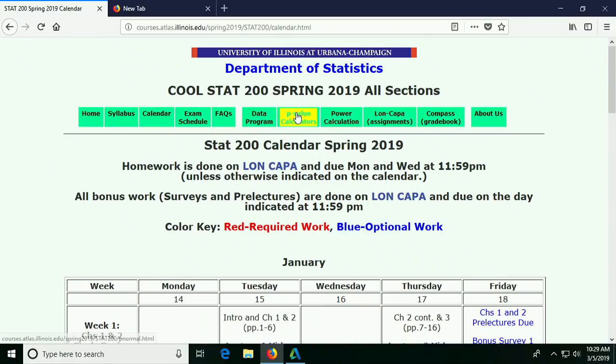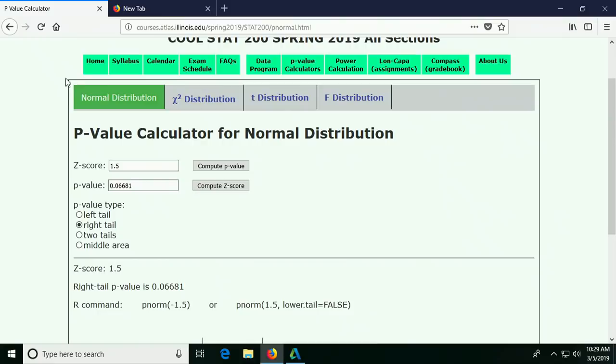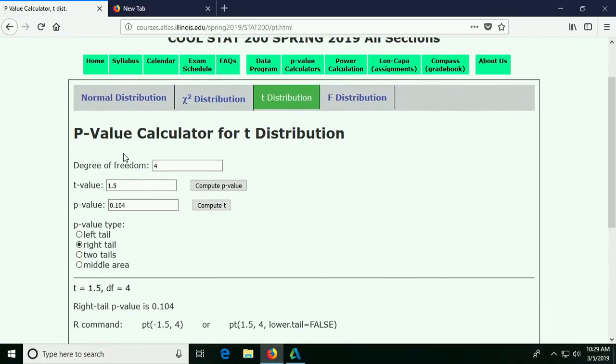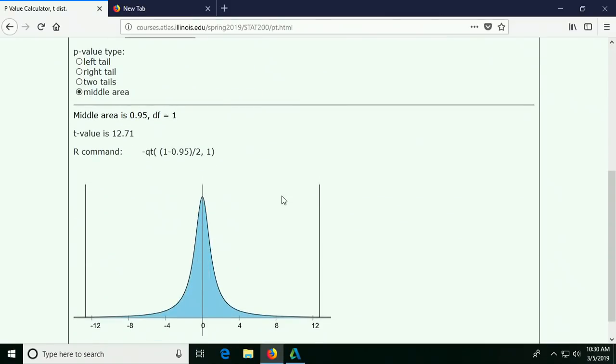All right, so we'll go here. For the normal distribution, if we want, okay, let's do the t distribution. Let's go to t. So what do we want? If we have 1 degree of freedom here, and we want a middle area equal to 95%, so I'll put in 95% there, and now we want to see what the critical value of t is corresponding. There's the 12.7, and see how far you have to go. Huge.